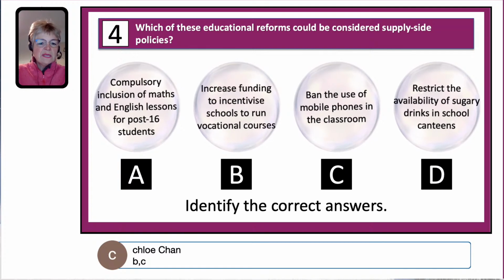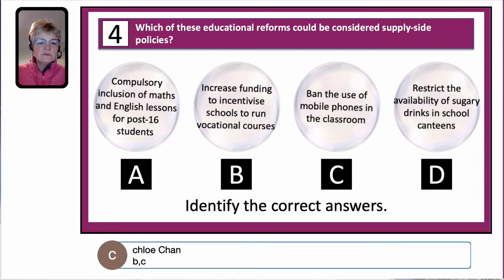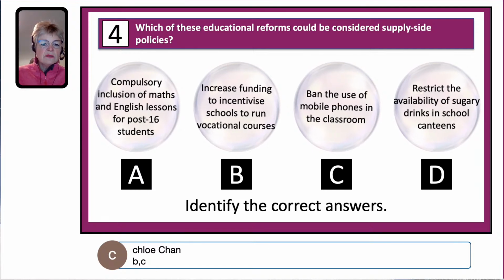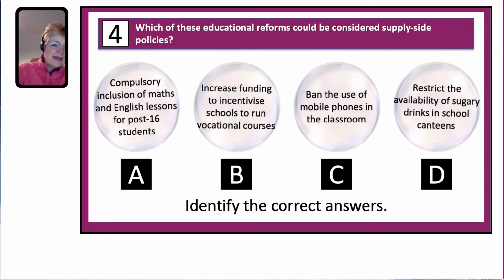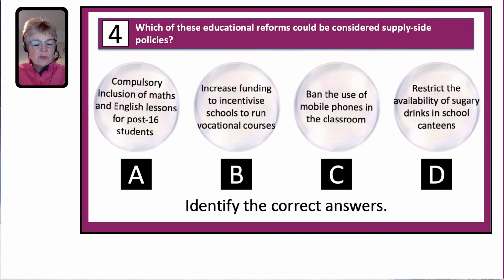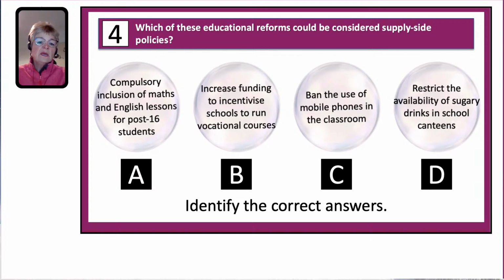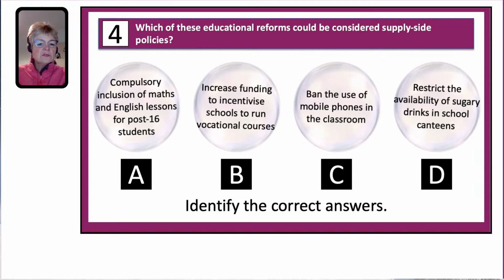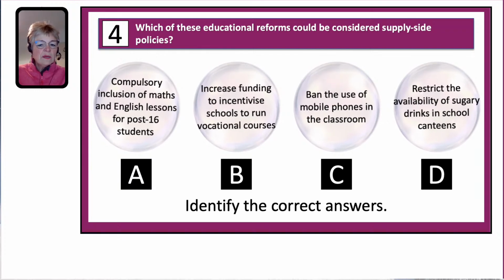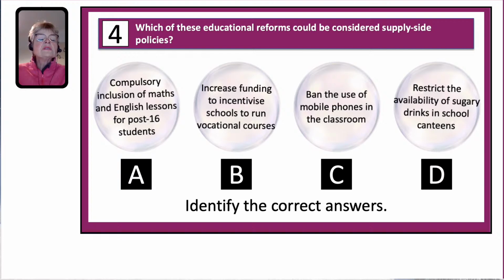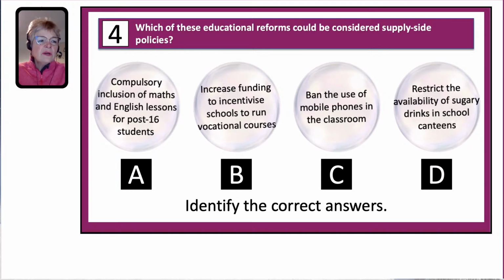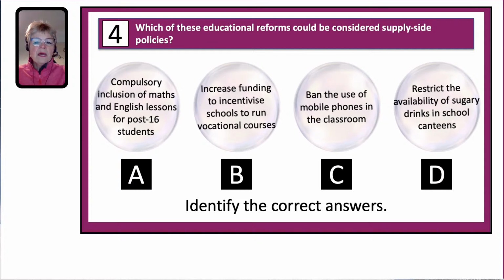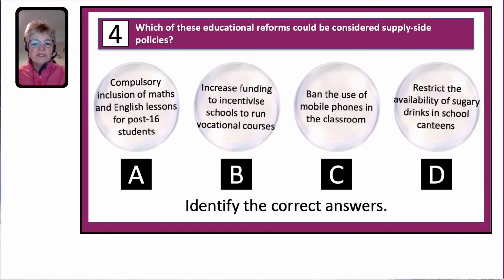Compulsory inclusion of maths and English for post-16, that sounds pretty good. Increase funding to incentivise schools to run vocational courses, so they're not just A-levels, but we have T-levels as well, or other vocational courses. That would help, wouldn't it? Ban the use of mobile phones in the classroom. That was in the news last week. I hope you're all watching the news. It wasn't a ban, it was an advisory to stop students using mobile phones in the classroom. And then restricting availability of sugary drinks.